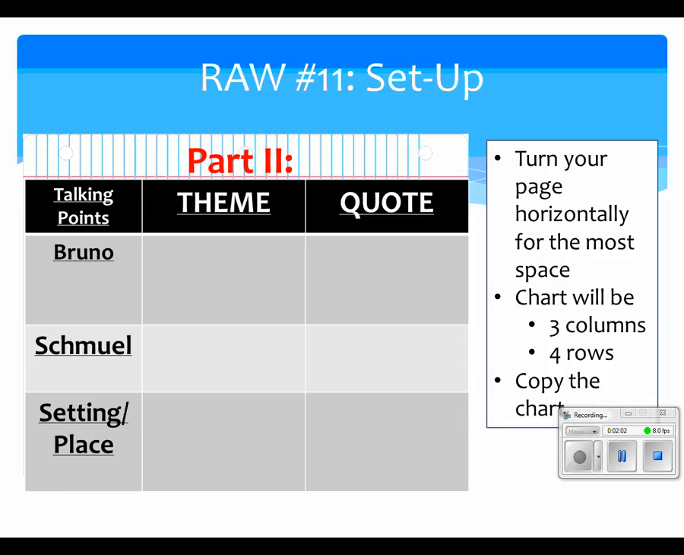So with this secondary part of the entry, you're going to be making talking points about our 2 major characters, Bruno and Shmuel, and also the setting and the place. So we know the setting of that particular scene in the story. It was a concentration camp, and we had these 2 boys. One was inside the fence, one was outside the fence.